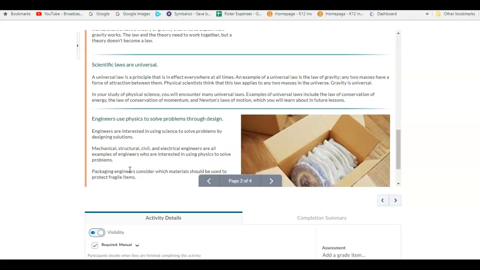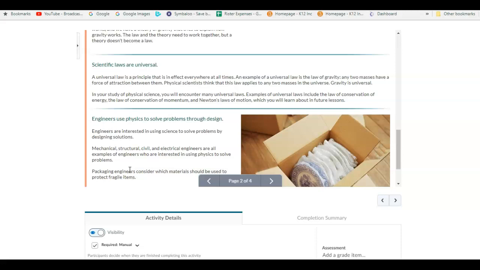Scientific laws are universal. A universal law is a principle that is in effect everywhere at all times. An example of a universal law is the law of gravity: any two masses have a force of attraction between them. Physical scientists think that this law applies to any two masses in the universe. So gravity is universal. When we talk about it being in space, it's a little bit different concept there, but it is still universal.